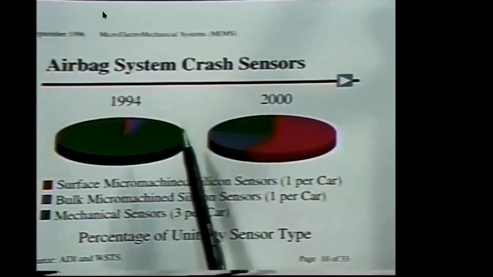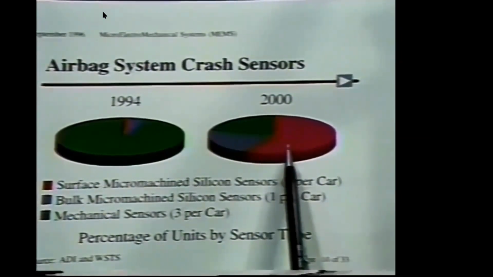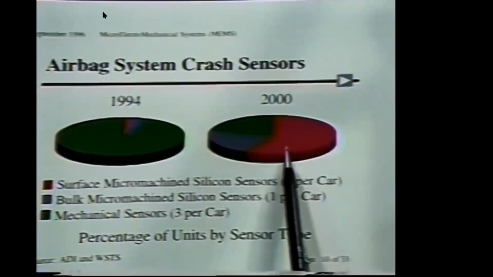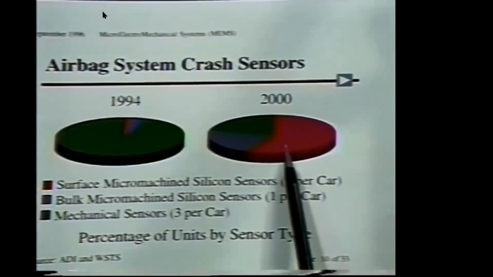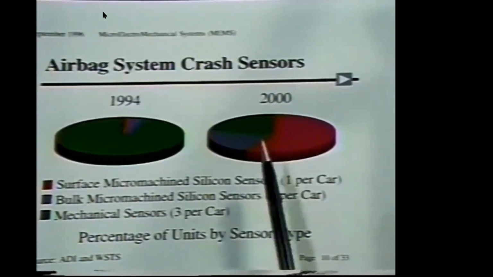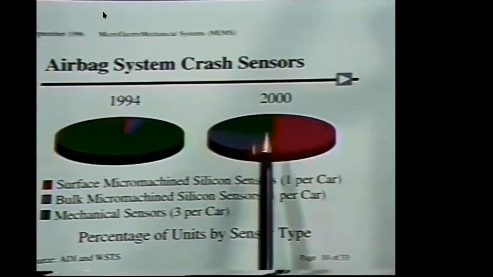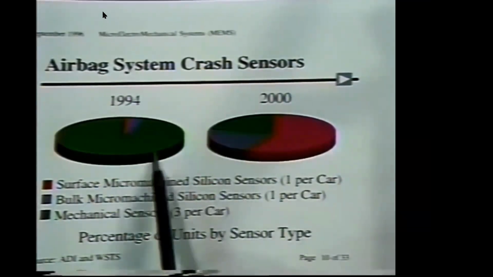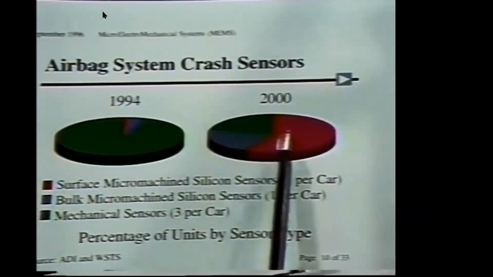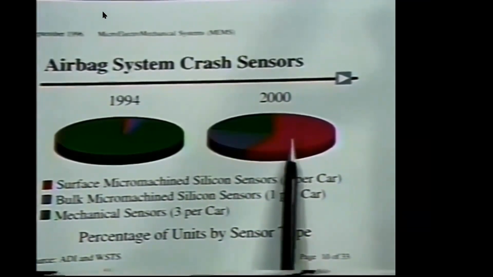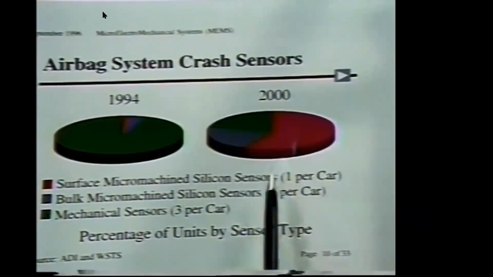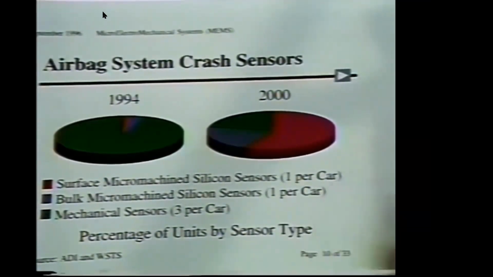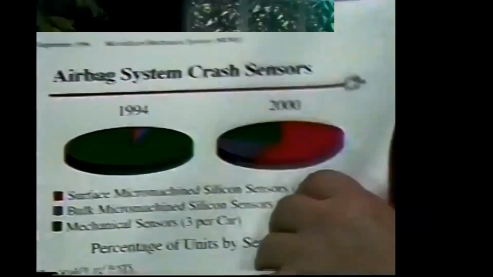And the projection, given the fact that there's a significant cost savings going to a single point electronic accelerometer enabled system, is that by the year 2000, there would be a transition of these 40 million cars from mechanical switches to 60 to 70%, or 75% to 80% electronic, most of which we believe would be surface micromachined sensors, given the economics of the situation. So it was an excellent marketplace.